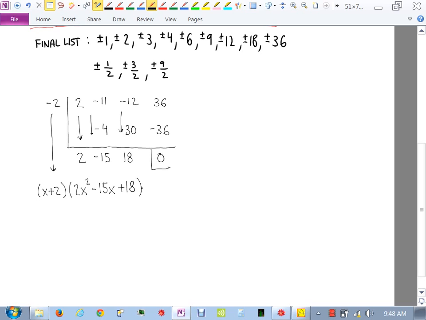Now, I'm actually going to show this one because this one's a little bit, not complicated, but it's not just a basic old guess and check or AC method. So I'm going to do this one. I'm going to do AC method. I'm going to do 2 times 18, which gives me 36, and then negative 15. So I need to come up with 2 numbers that multiply to be 36 but add up to be negative 15.